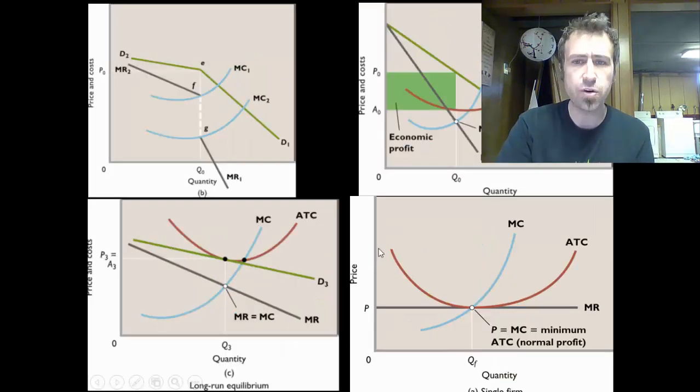So all these graphs would be a graph of the industry in the long run. So this would be a perfect competition industry in the long run. This would be a monopolistic competition in the long run. This would be a monopoly in the long run. And this would be an oligopoly in the long run with a price of P0, which would be the most standard price.